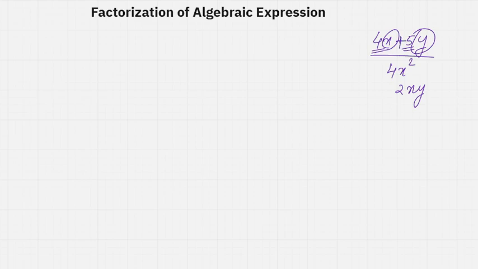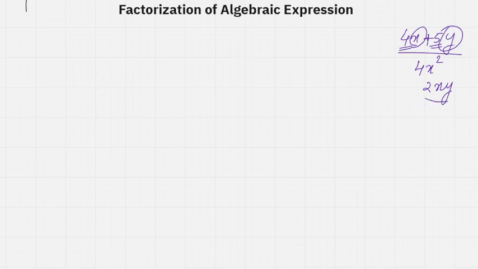Here only one term is there. This also has only one term. So we can factorize this algebraic expression. If you take 4x square, this can be written as 2 into x into x, right? So 4x square can be written as 2 into x into x.